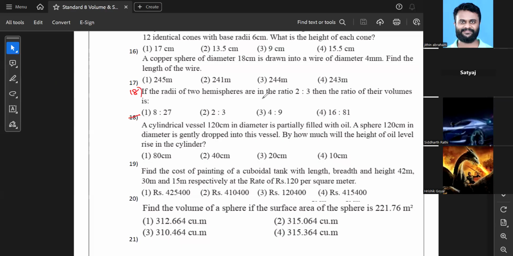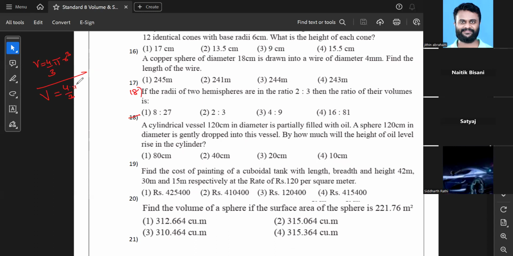If the radii of two hemispheres are in the ratio 2 is to 3, the ratio of their volumes is how much? So the radii are given in some ratio, what will the volumes ratio be? Logically speaking, the volume formula is 4 upon 3 pi r cube, so when you take the ratio, what happens? In the numerator also you have volume. Just a minute, let me explain.